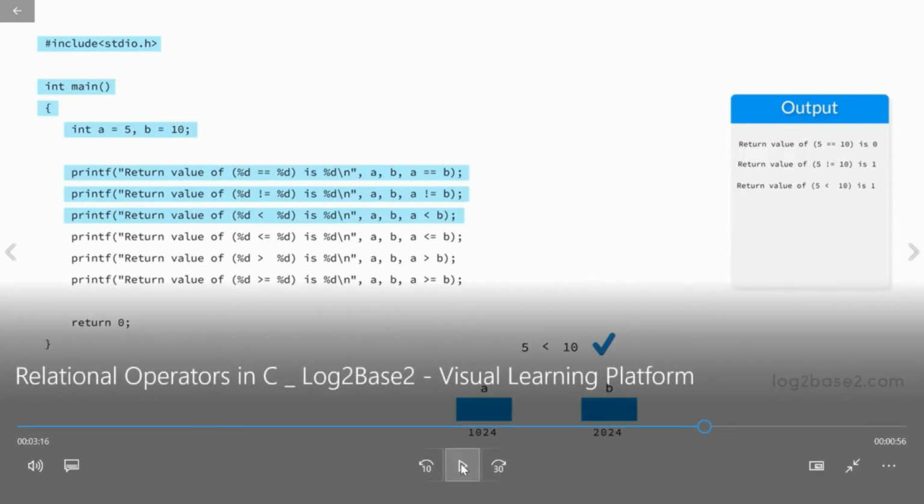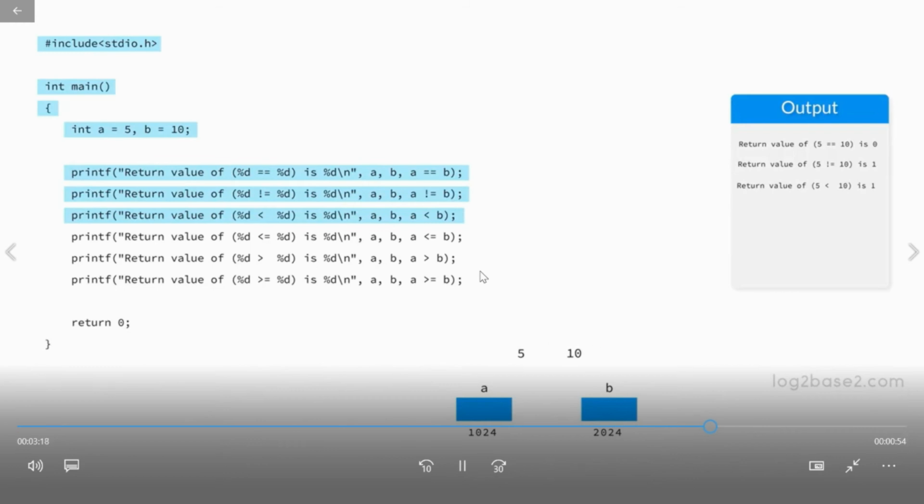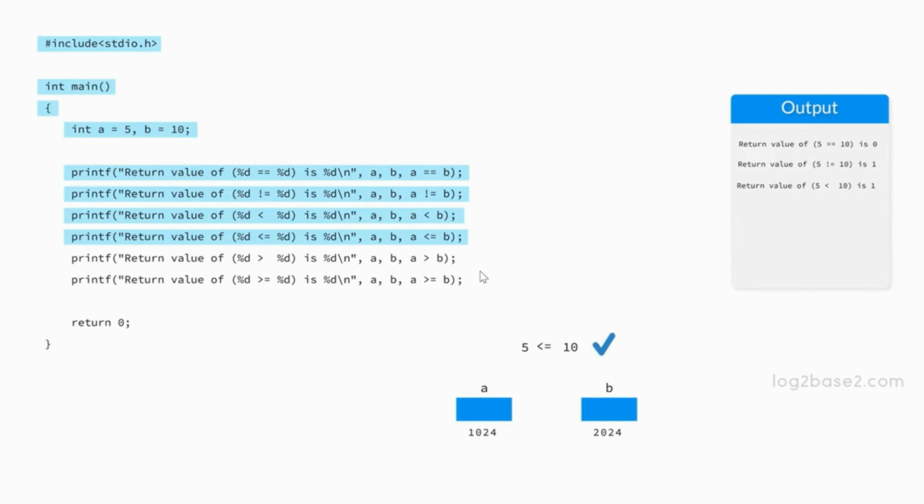Likewise for every other operator. 5 is less than 10, and the next function will print "return value of 5 less than or equal to 10 is 1" since 5 is less than 10. The next print function will print "return value of 5 greater than 10 is 0" since 5 is not greater than 10, and finally this function will print "return value of 5 greater than or equal to 10 is 0" since 5 is not greater than 10 and it is not equal to 10.